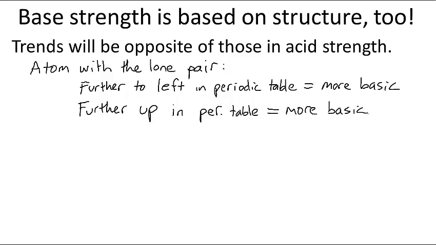So really, the most common bases we're going to see are going to be bases that have a lone pair on nitrogen. You don't see lone pairs on carbon very often because those end up being such strong bases that it's very hard to form them. And then lone pairs on oxygen, they tend to not be as basic. So nitrogen is really the sweet spot. It's kind of up and to the left in the nonmetal section.